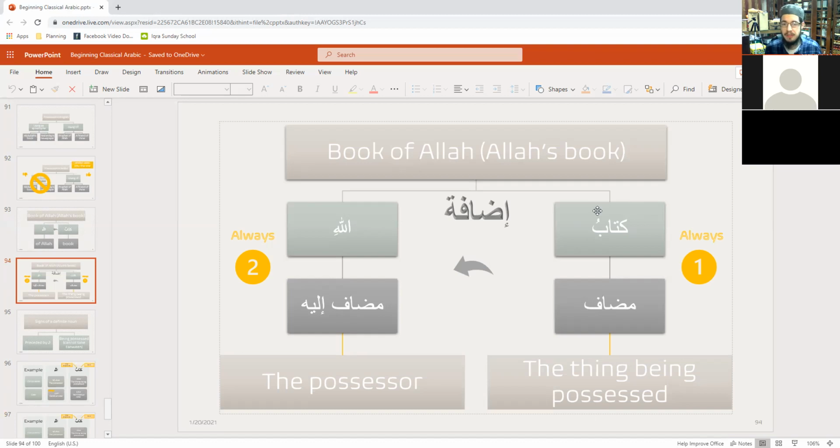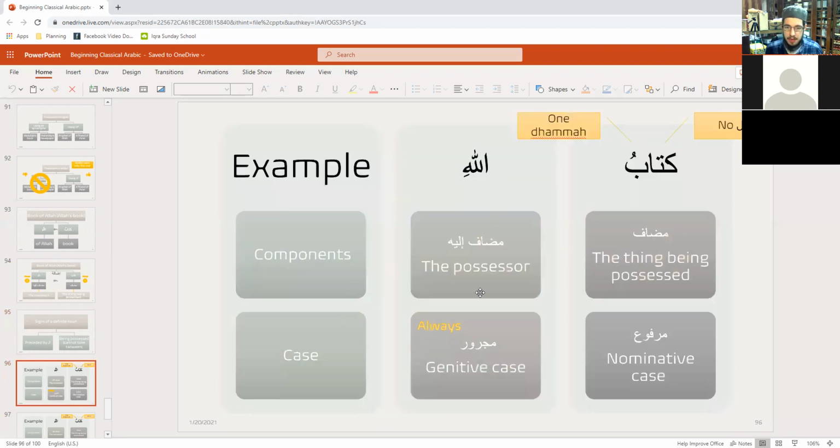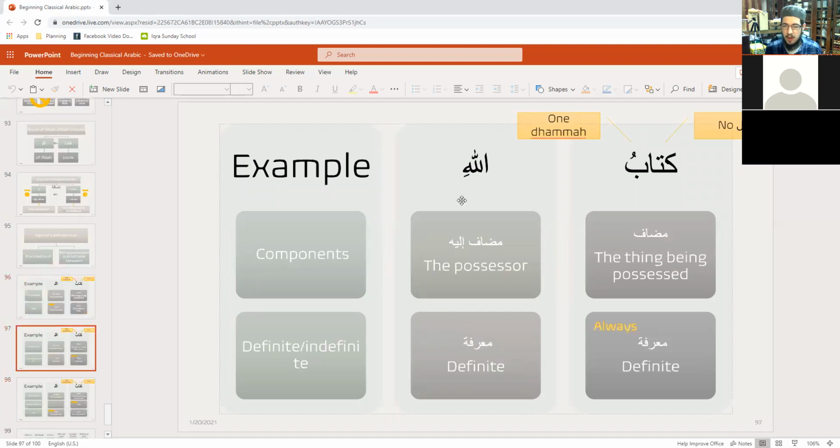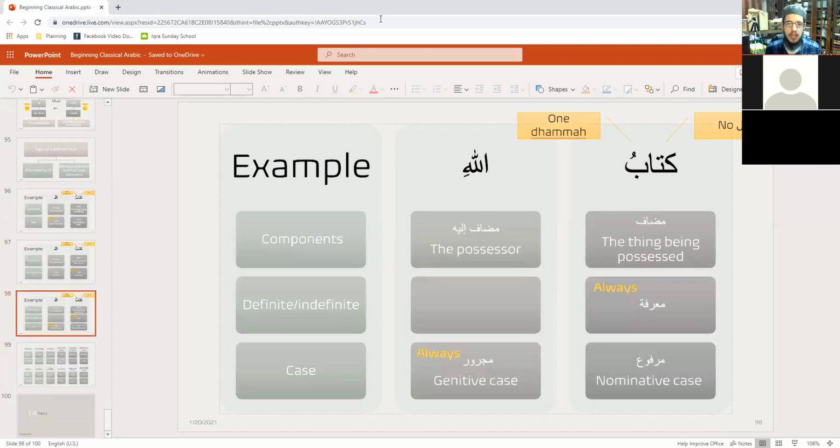No. Never. These are the two absolutely fixed things about possession. The first one has no tanween and no alif lam. The second one is going to be majroor, in the genitive case, where that is represented by a kasra in this particular example. And all of this is just a summary of everything I just said, what can be changed and what can't. Very, very good.